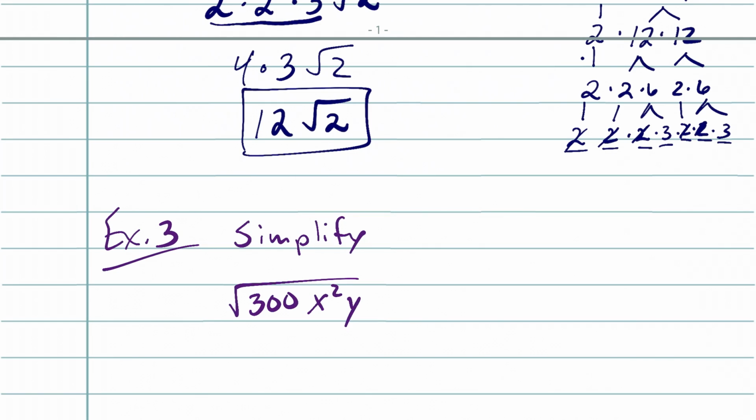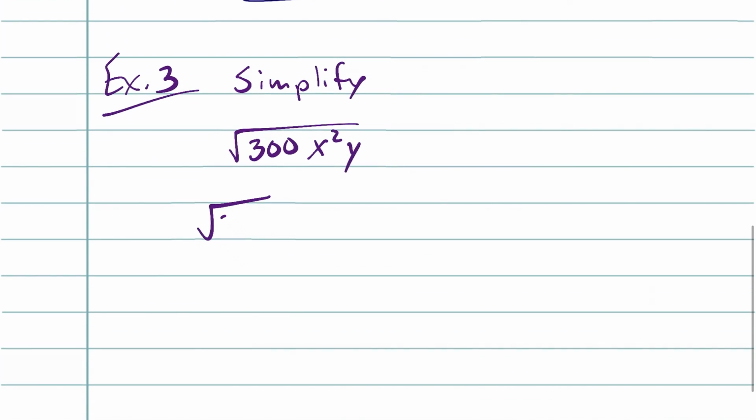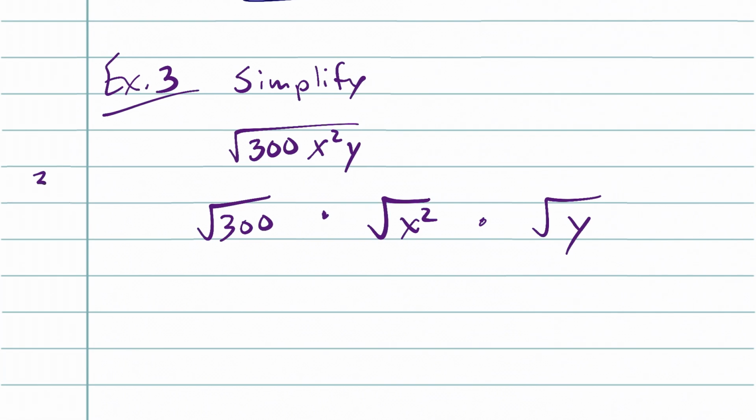Well, we're going to take a look at this, and we're really going to separate this into 3 chunks. We're going to do the square root of 300 separately from the square root of x squared and separately from the square root of y. And we're just going to treat these as 3 things being multiplied together and put them back together at the end. Well, 300, you might recognize, if we do our factor tree, that's 3 times 100.